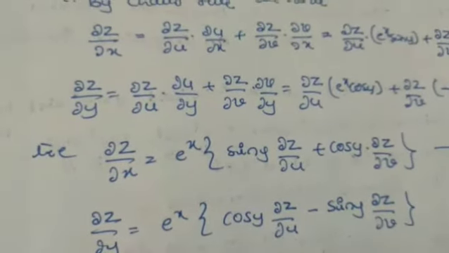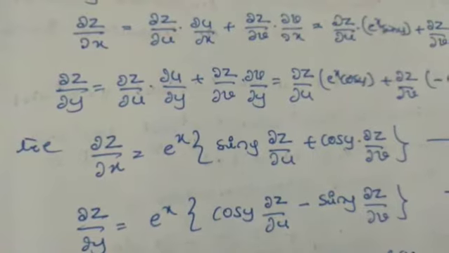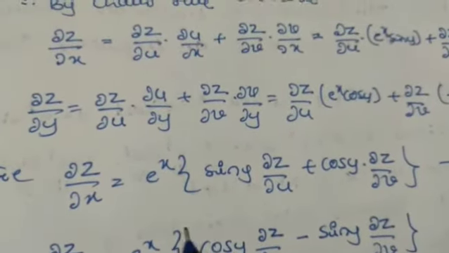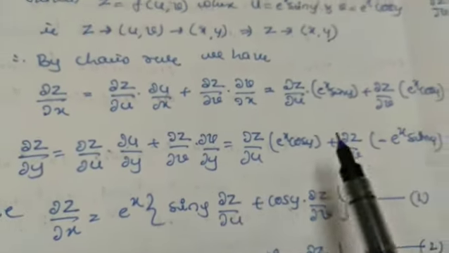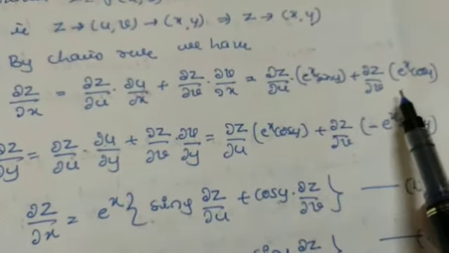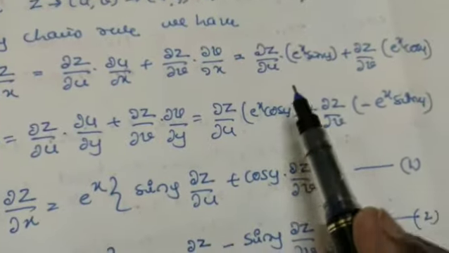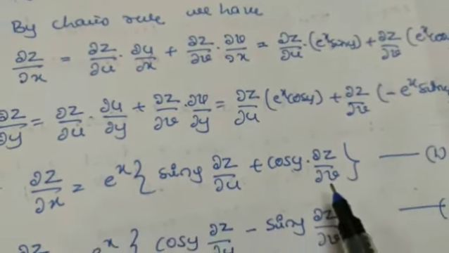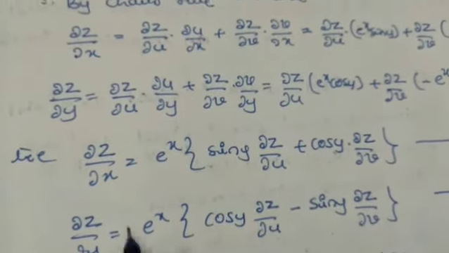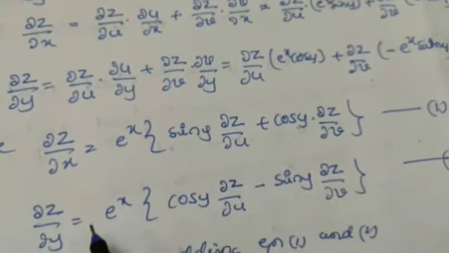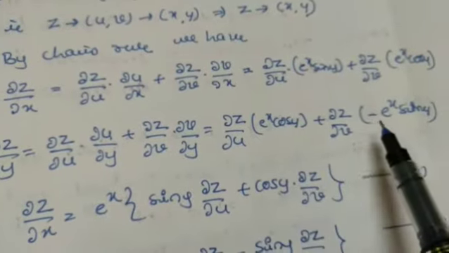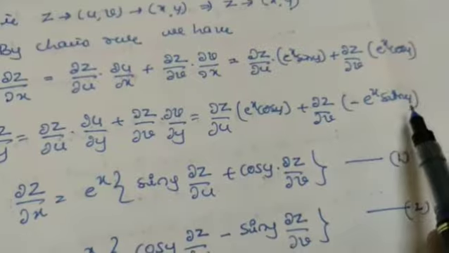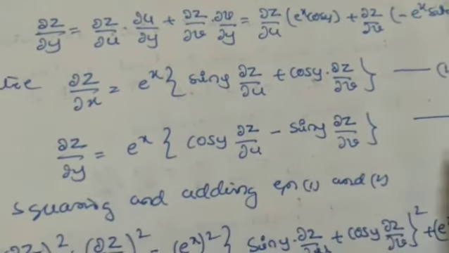That is here dou z by dou x is equal to, you take e raised to x common in these two. Let us take e raised to x common, then add the remaining terms, sin y into dou z by dou u plus cos y into dou z by dou v. Take this one as equation number 1, and in this second, dou z by dou y, you have to take e raised to x again common, add the remaining terms, cos y dou z by dou u minus sin y dou z by dou v. Take this one as second equation.